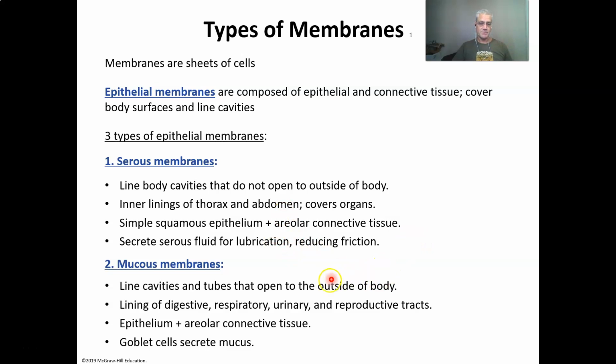All right, the next kind of membrane, mucous membranes. We've already talked about some mucous membranes. Your respiratory tract is lined with a mucous membrane. Your digestive system has a mucous membrane. Urinary system, reproductive tracts: it has an epithelium plus areolar connective tissue. So it's not quite as structurally supportive, but it allows a lot of movement, especially in the respiratory system. Those goblet cells secrete mucus. The cilia can move the mucus out of the respiratory lining. In the digestive system, you have goblet cells that secrete mucus, but you do not have cilia. No cilia. Those are microvilli. They're different.